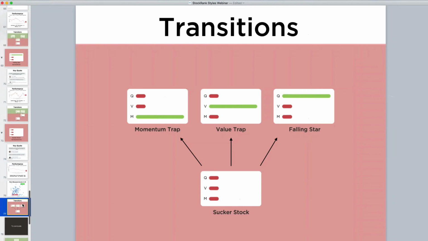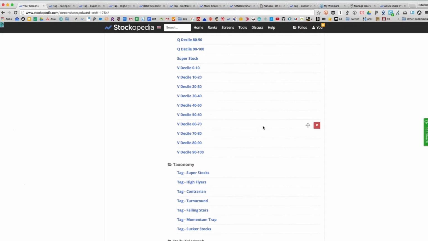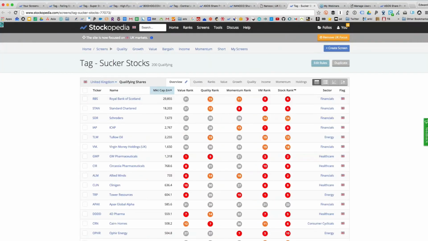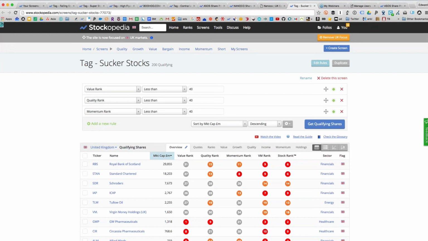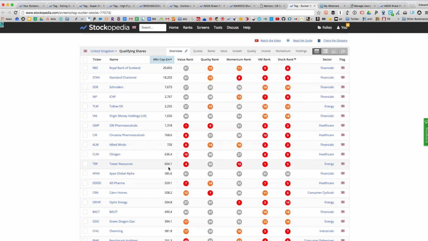It tends to be a losing play, and the thing about sucker stocks is they can only go from really bad to pretty bad. The transitions tend to be pretty poor. We always have a bit of fun in the Stock Reader office when we screen for sucker stocks. You can either use the overall stock rank and just look for a very low rank across the board, or you can look for quality, value, and momentum ranks all very low. And you get a lot of the usual suspects.